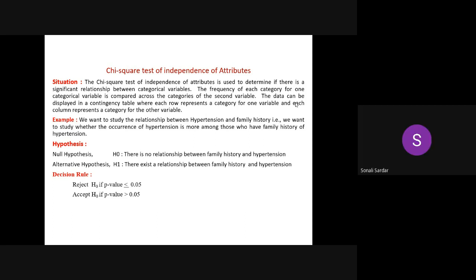Sir, is it a non-parametric test, chi-square, or any other thing? Try first, sir. So there are two types of chi-square test. Yes, sir, you get the chi-square non-parametric distribution also.